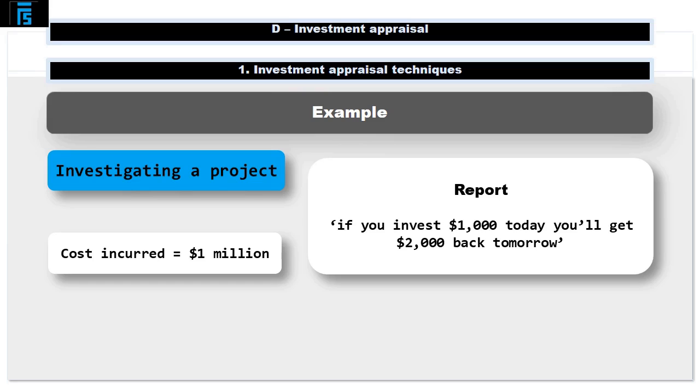Am I upset that I've paid $1 million for this advice? You bet I am. But does that mean I don't invest $1,000 today to get $2,000 back tomorrow? I can't change the fact the report has cost me $1 million, so the cost of the report is irrelevant to the decision. The only decision we face is whether or not to invest $1,000 today to get $2,000 back tomorrow. 100% return in 24 hours sounds pretty good to me.